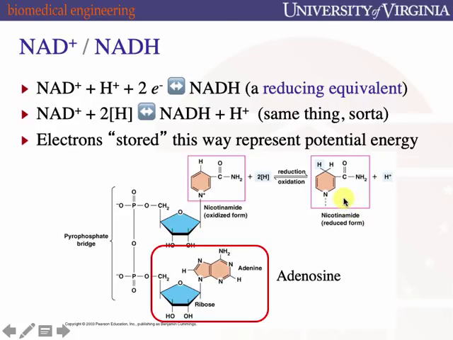To reiterate, it's the reduced form, the reducing equivalent, which is in the higher energy state of the coenzyme, that will pass those electrons to other downstream processes that you'll hear about soon.